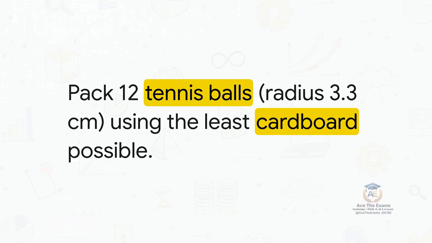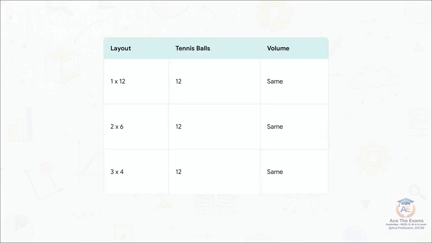But here is the catch, and it's a big one in business. Cardboard costs money. The manufacturer wishes to pack these 12 balls using the absolute minimum amount of cardboard possible. So you really have to think, how do you arrange exactly 12 tennis balls? You actually have several different mathematical options. You could line them all up end-to-end in a single super long tube, a 1x12 arrangement. Or you could pack them in 2 rows of 6. Or you could make it even more compact and do 3 rows of 4.